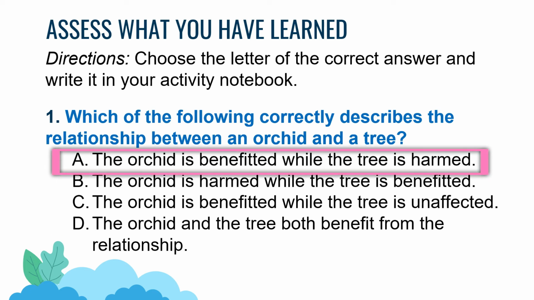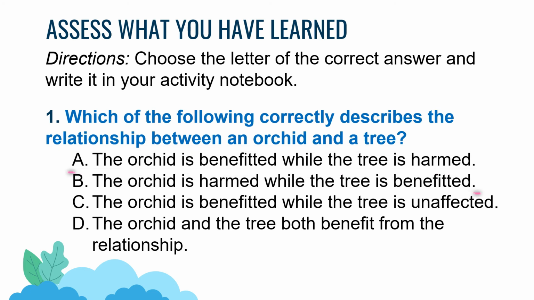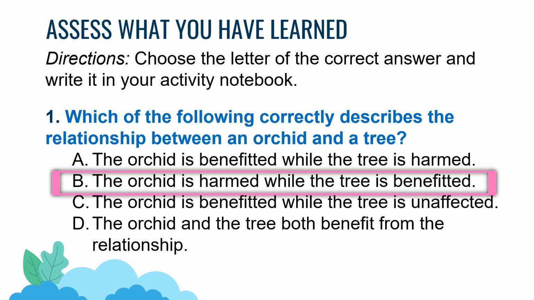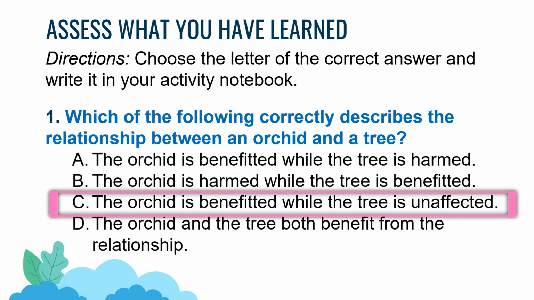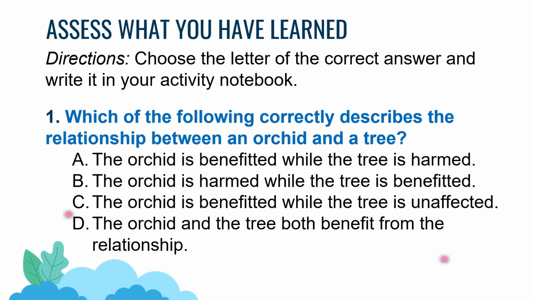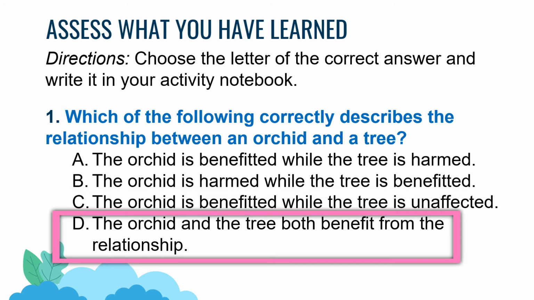A. The orchid is benefited while the tree is harmed. B. The orchid is harmed while the tree is benefited. C. The orchid is benefited while the tree is unaffected. D. The orchid and the tree both benefit from the relationship.